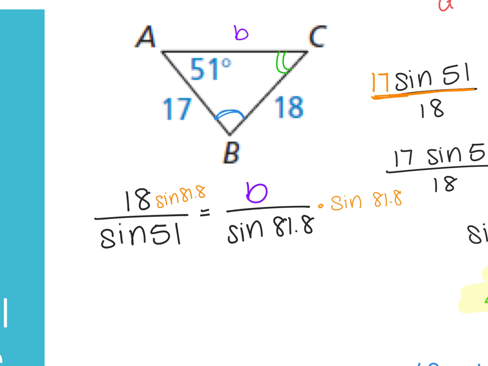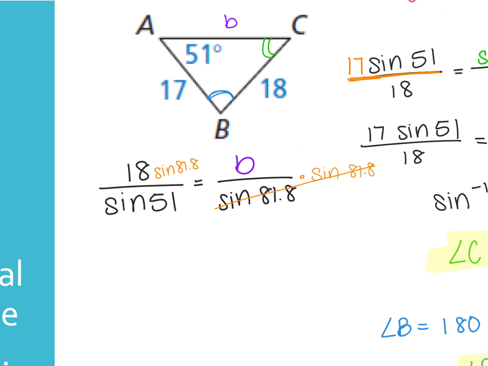All right, so looking at what I have now, I'm just going to write it all out. What am I solving for? Again, I'm solving for B. I'm going to have 18 sine 81.8 over sine 51 equals side B. Go ahead and plug that in and solve for B.